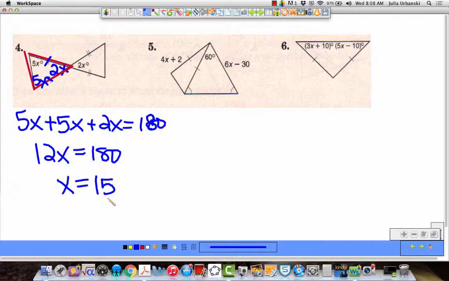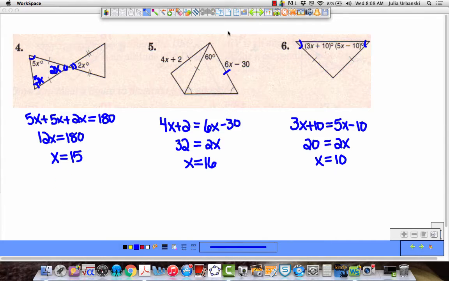Check me on your calculators. 180 divided by 12. I don't want to have it wrong. Actually, I have it right here. Yep, it's right.